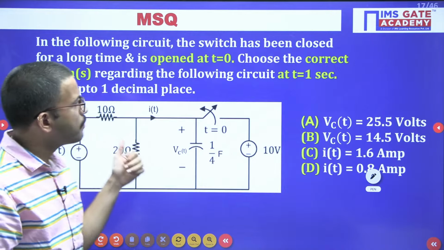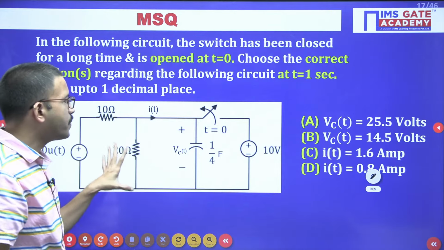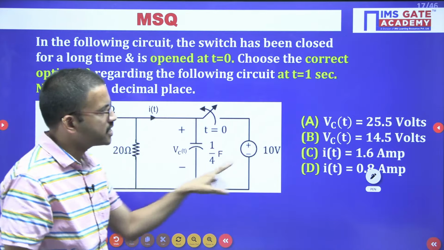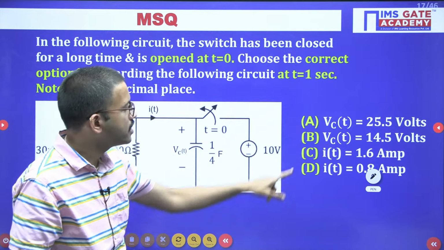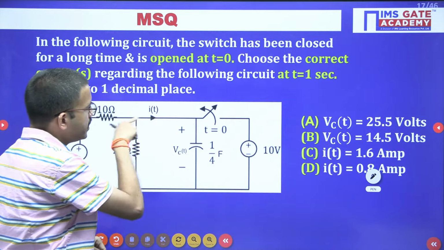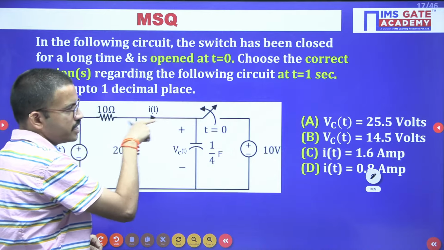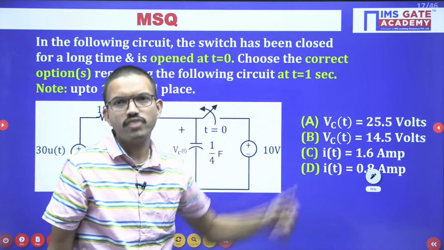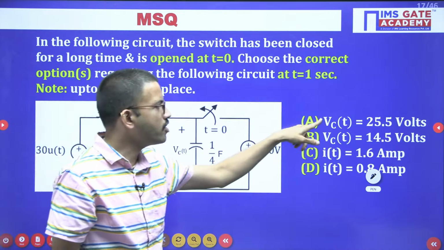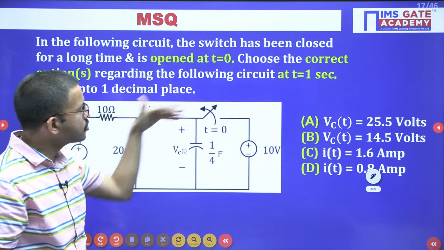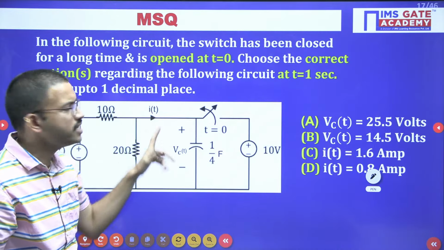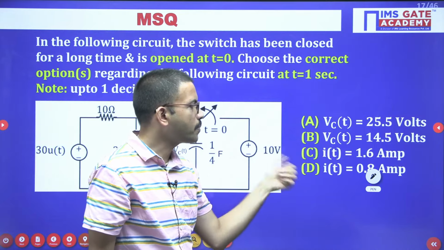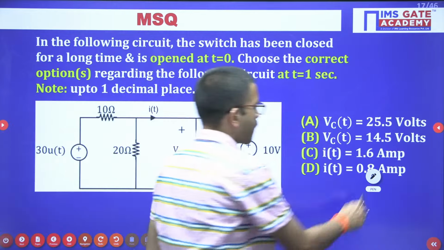Next question. This is an MSQ, so all of you give it a try. In this particular question, you have a capacitor here, and you have to find the voltage across this capacitor. Regarding the voltage, you have two choices, and regarding the current in this particular branch, how much current is flowing? At t equal to 1 second, you have to calculate the voltage across the capacitor and the current flowing in this branch. After that, you can choose among option A and option B which one is correct, and similarly among option C and D which one is correct.